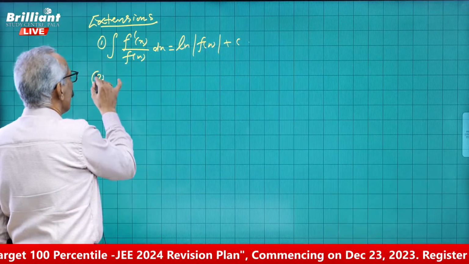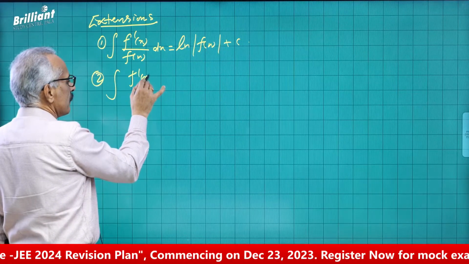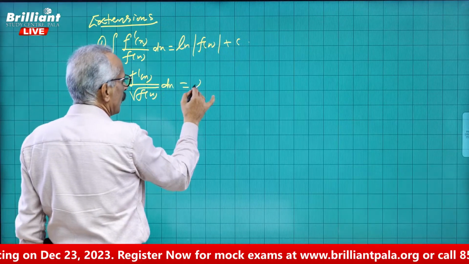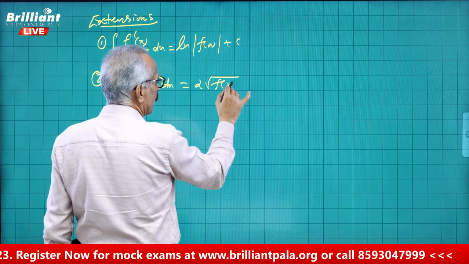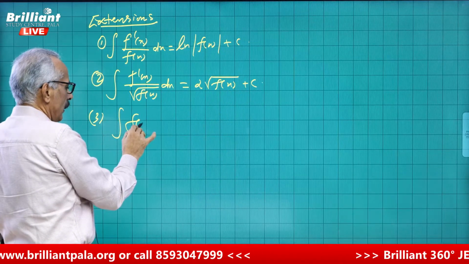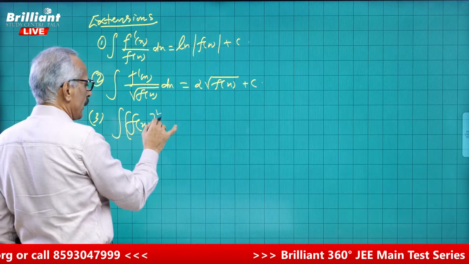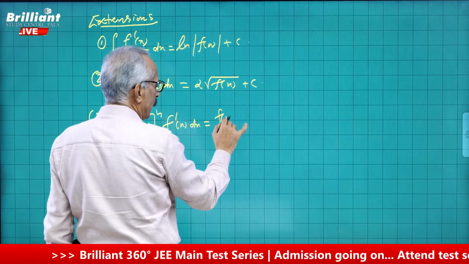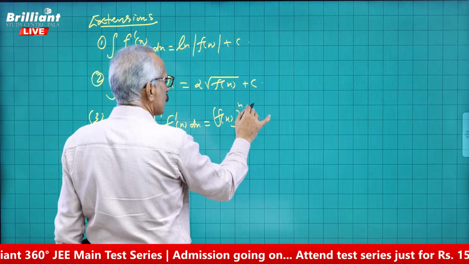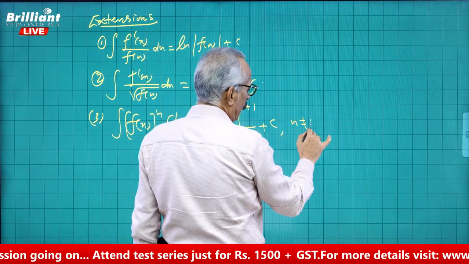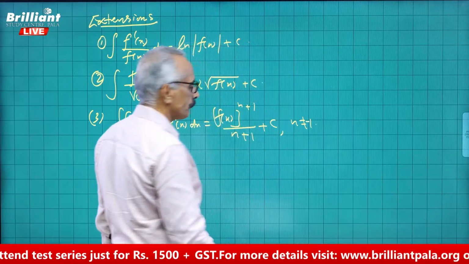Number 2, integral f dash x divided by square root of f of x dx. That's equal to 2 root over f of x plus c. Number 3, integral f of x the whole raised to n into f dash x dx. That's equal to f of x the whole raised to n plus 1 divided by n plus 1 plus c, comma, n not equal to minus 1, definitely.